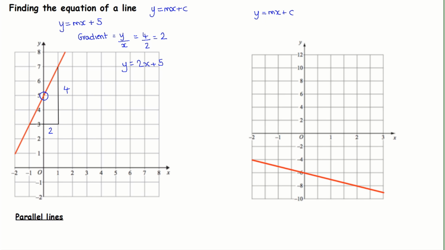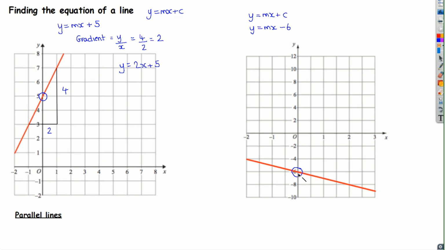Okay, so the first thing I'm going to do is find where it crosses, which is at -6. So I'm going to write down y is equal to mx, in this case -6, because that's where it crosses the y-axis. Then I need to create my triangle. So I need to make sure I've got it where it crosses. So I can use this point here and I can use this point here. So it's just going to be a smaller triangle. It doesn't matter where you create the triangle, you will always get the same answer for the gradient.